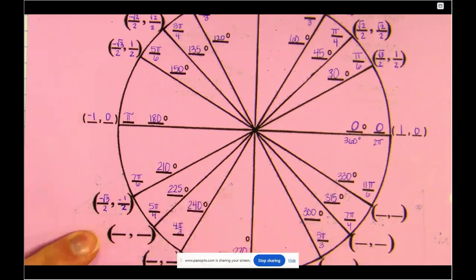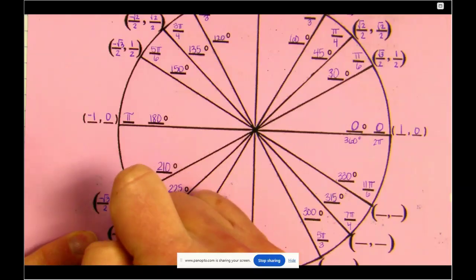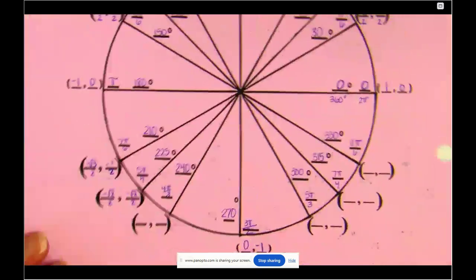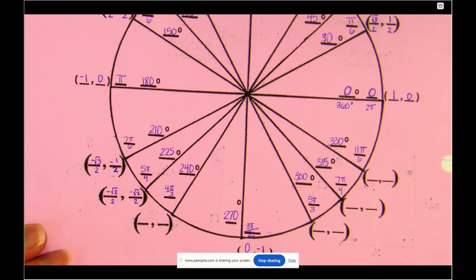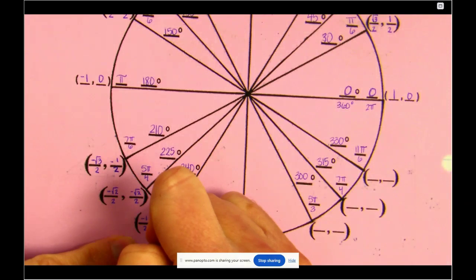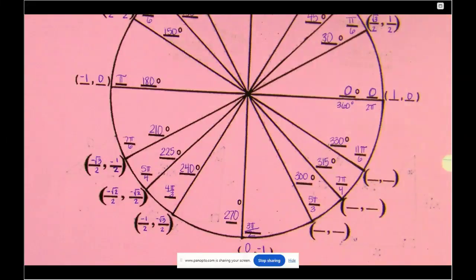225 is going to go with what original angle? 45. So same numbers, but both x and y are negative. Okay. 240 goes with what angle? 60. 240 goes with 60. Same numbers, but both are negative. Okay.